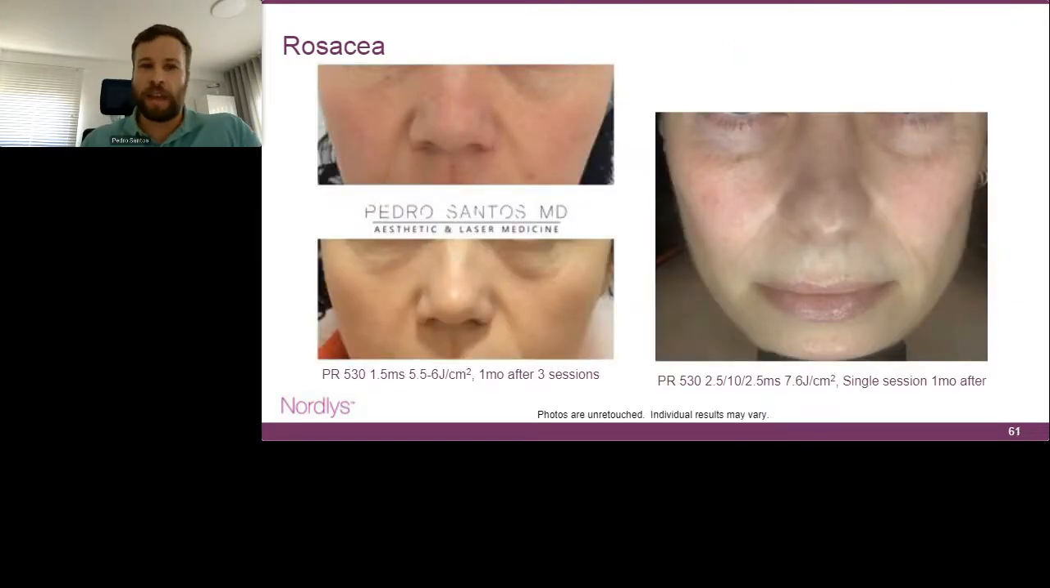These are some cases treating the diffuse erythema and the microreticular part. Sorry, this was a video that is not actually working, but here with 3 sessions, only with the 1.5 millisecond pulse with 50% overlapping, we have a nice clearance of the erythema. And this patient told me that just after the first session, the associated symptoms were almost 100% mitigated.